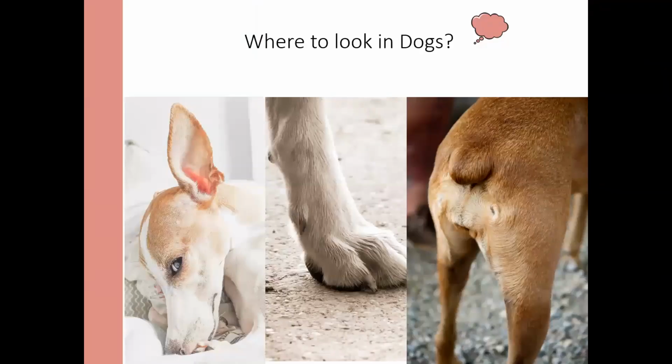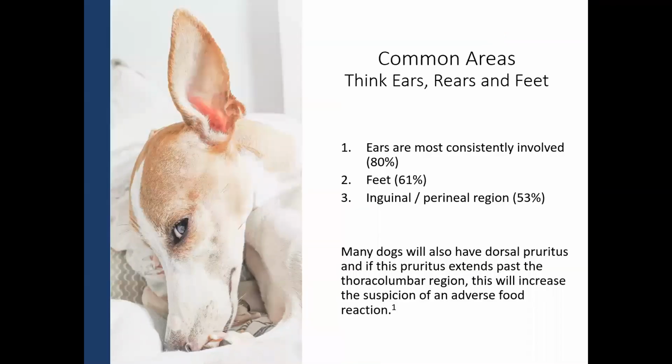So where to look in dogs? The classic areas are ears, rears, and feet. Ears are most consistently involved, in 80% of cases. 61% of cases will involve the feet, and 53% will involve the inguinal and perineal region.